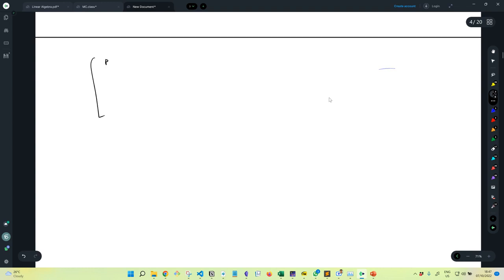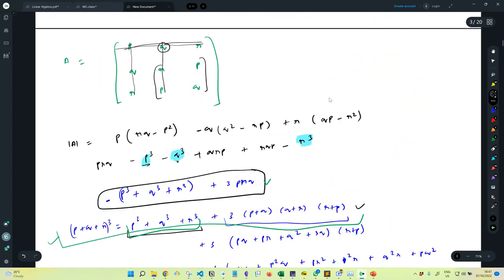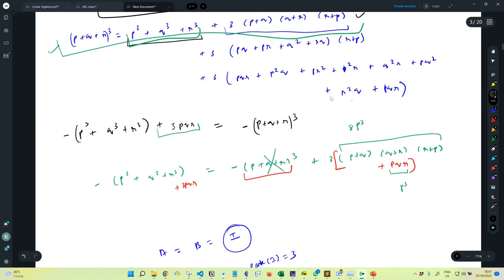We have the matrix A with rows P, Q, R; then Q, R, P; and R, P, Q. That is the matrix A. Now we need to find the determinant of A. We need to find the condition that will give us determinant of A equals 0, because this is when you will have a non-trivial solution for the homogeneous system. Right?